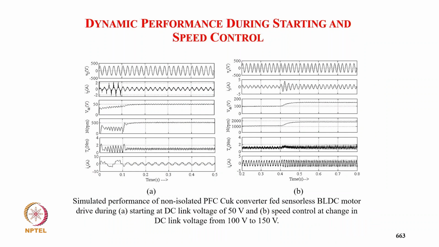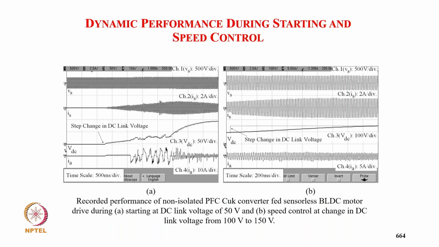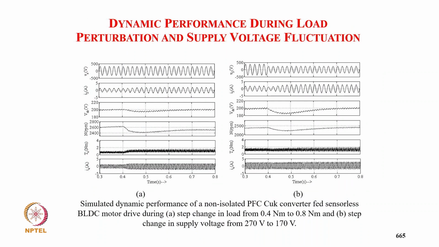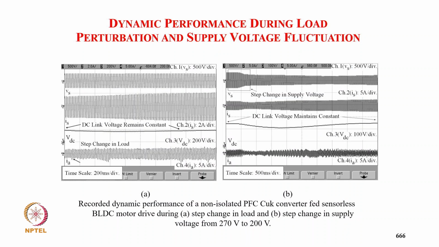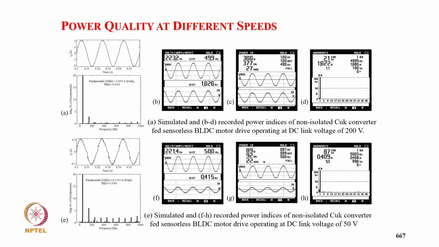This is the starting performance at 50 volt DC link and speed control, and then the experimental result for starting as well as for speed control from 100 volt DC link. And the load change from 0.4 Newton meter to 8.8 Newton meter and the supply voltage change simulated performance, and this is the experimental performance for load change and then the supply voltage change.